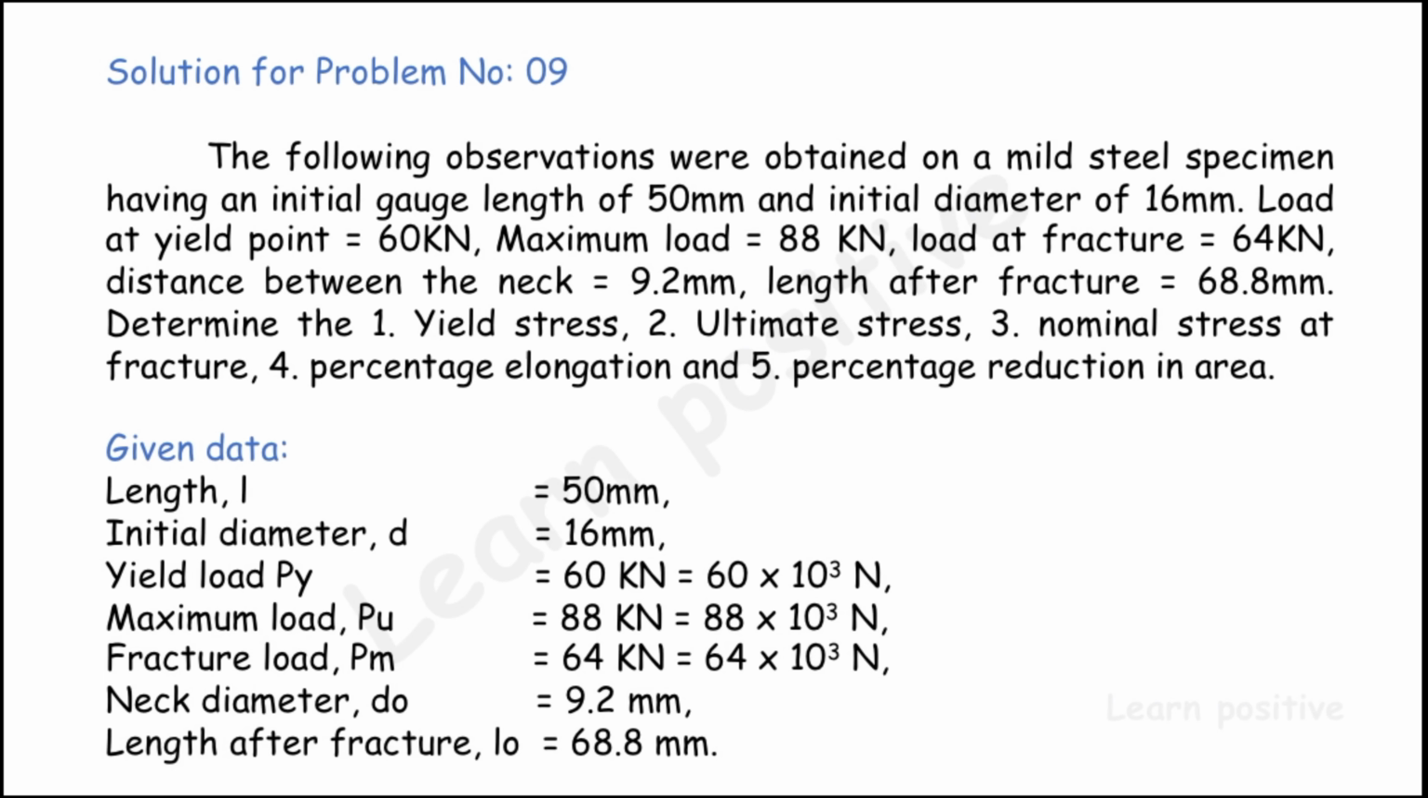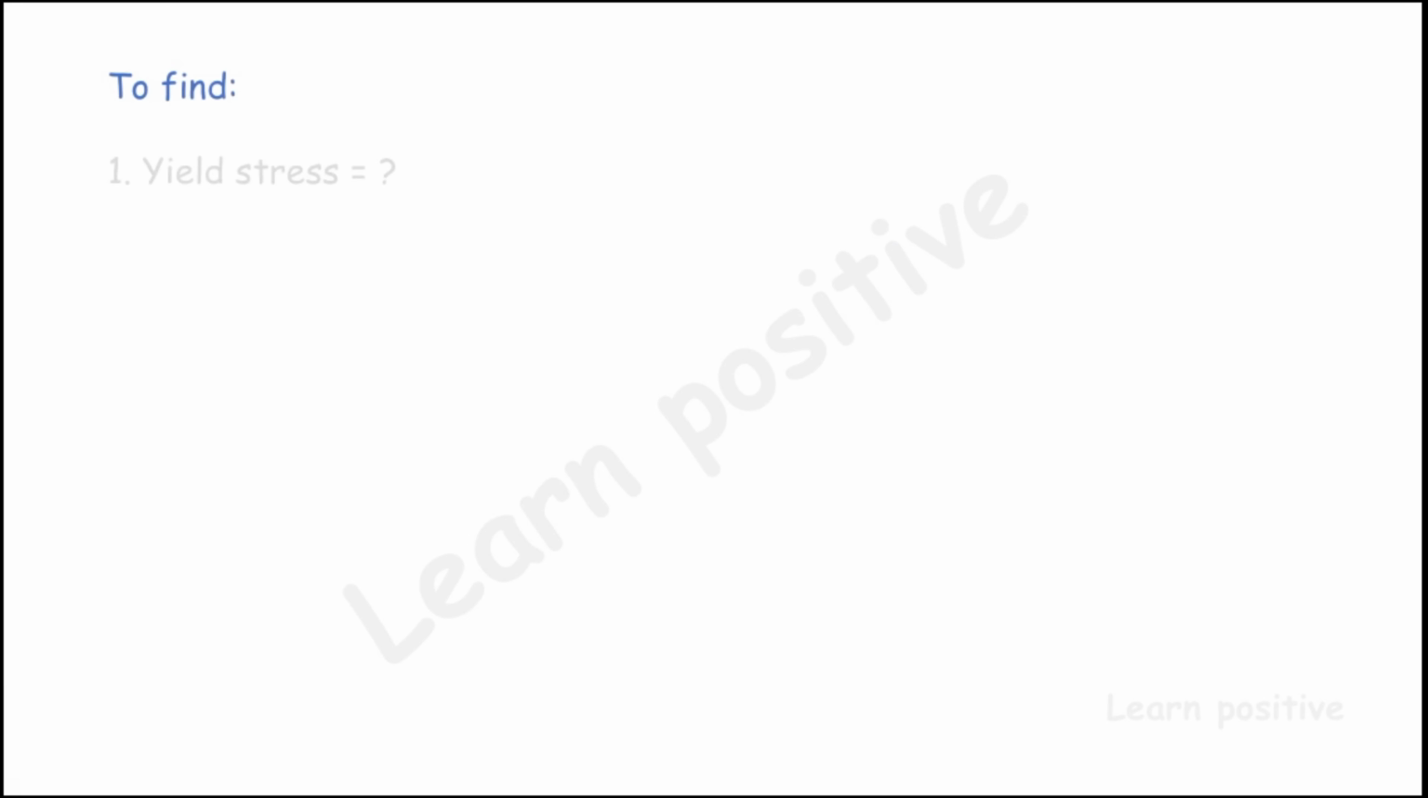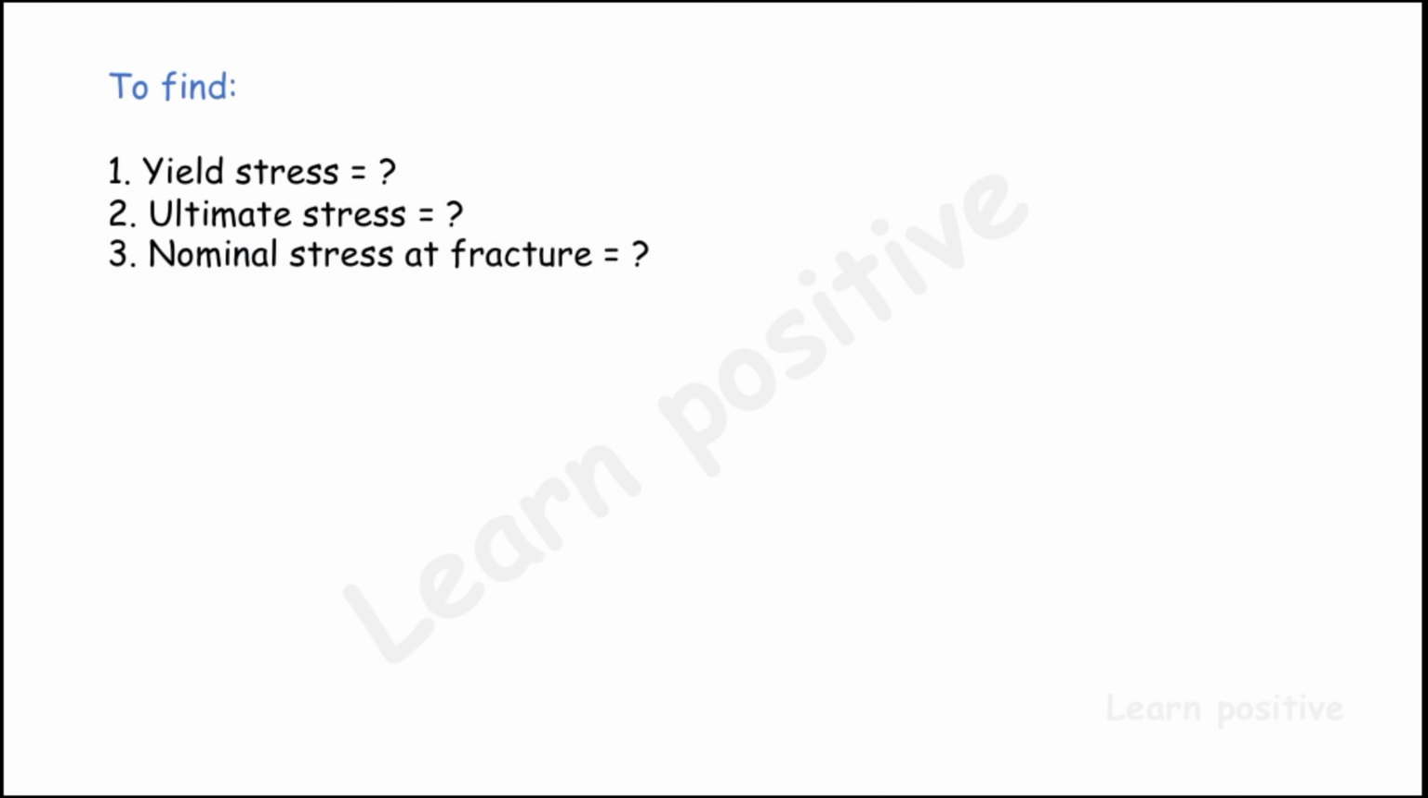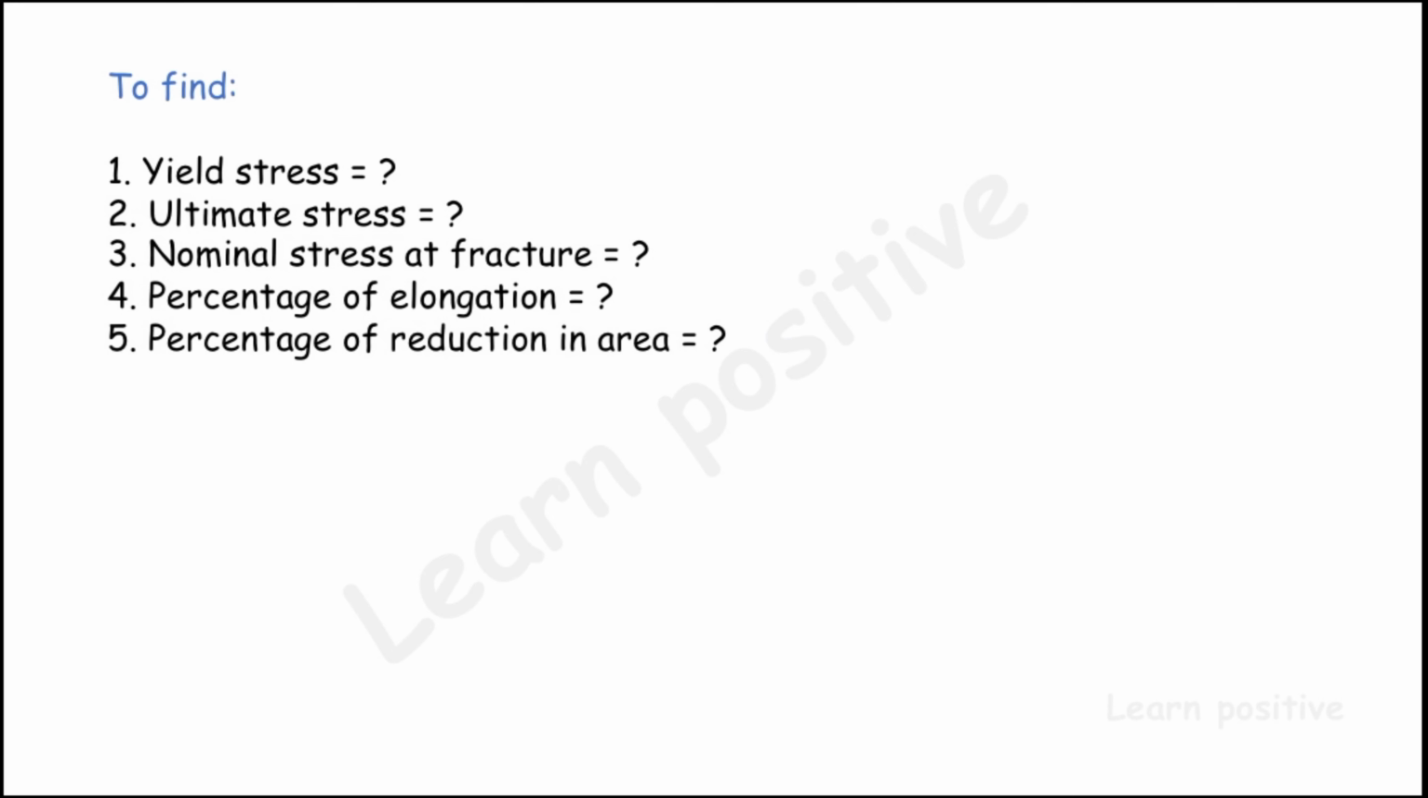Now I am going to take the 'to find'. There are five things we have to find. The first one is yield stress, the second is ultimate stress, the third is nominal stress at fracture, the fourth is percentage of elongation, and the fifth is percentage of reduction in area.